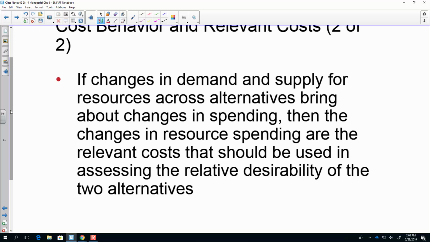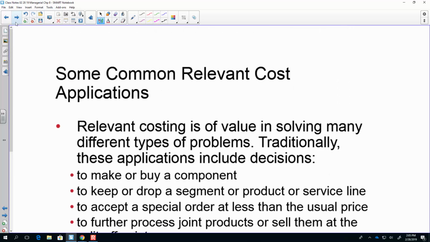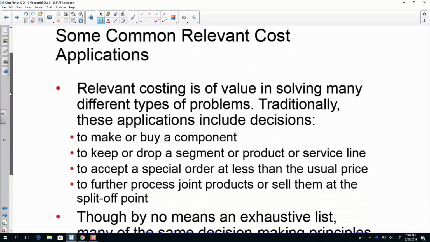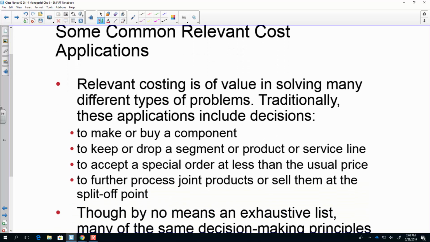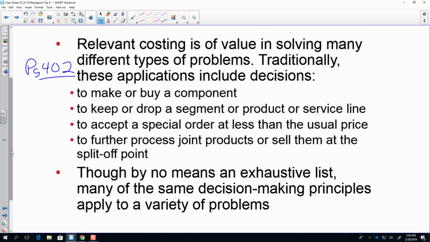It just talks about relevant decisions. Skip that. Here we go. So, for Chapter 8, on page 402, these are the 4 decisions or decision types that we will have to compute. So now we're getting into the computation phase for Chapter 8. We will start out today with the make or buy decision.